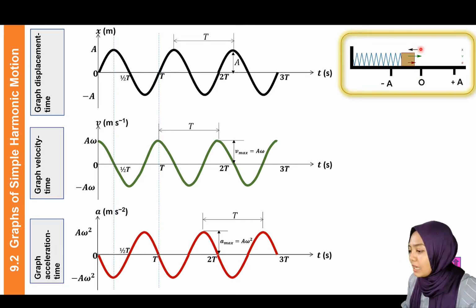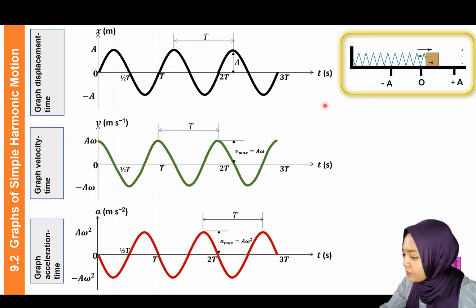Look here, we have the black arrow for the displacement, hence the black graphs. Then we have the velocity here, the green arrow, so I'm going to use green lines for the velocity-time graph. And for the red arrow here, I'm going to use it for the acceleration-time graph. So let's see the movement here.